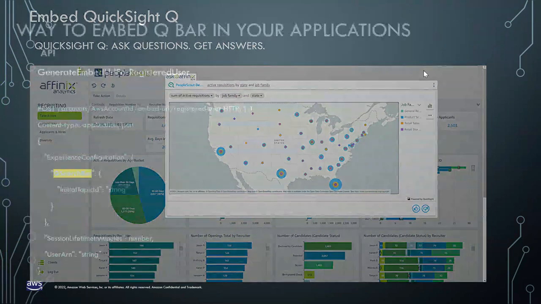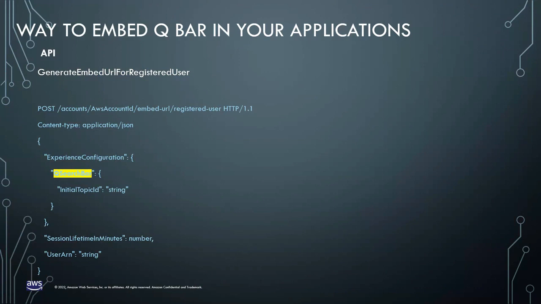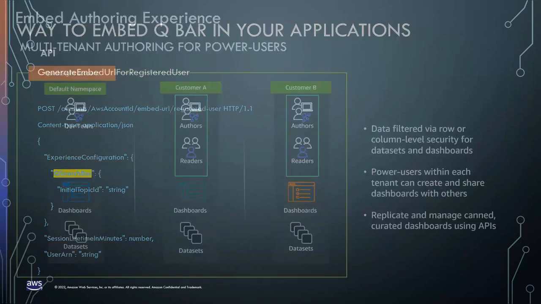So let me quickly talk to you about how you can do this. It is done by APIs today. You will be using the API generate embed URL for registered users. In that, you have something known as experience configuration. In that, you will use Q search bar as your experience configuration and set up whatever the topic ID. You can learn from the documentation about how to set up a topic in Q. But once you have set it up, this is all you need to do in order to embed a straightforward text box called Q bar, where your end users can type in questions and get insights.